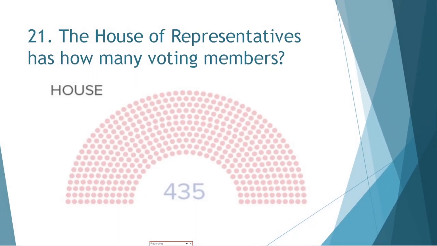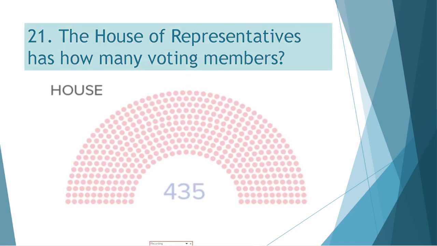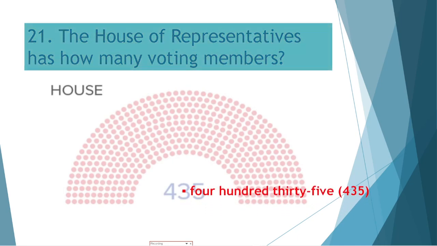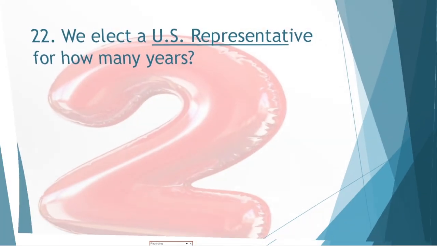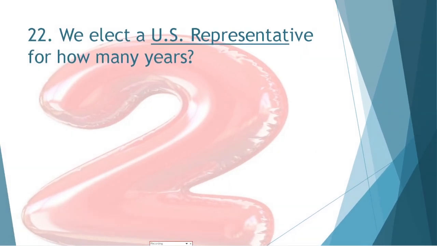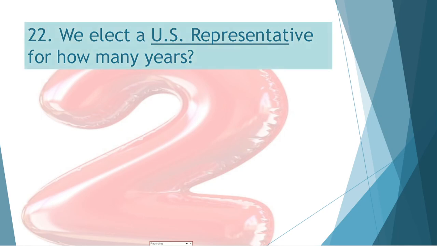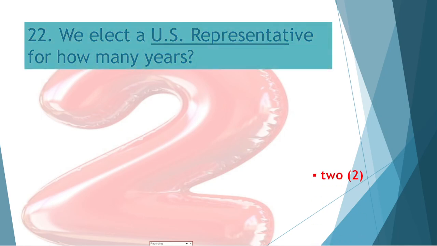The House of Representatives has how many voting members? There are 435. We elect a U.S. representative for how many years? Two years.